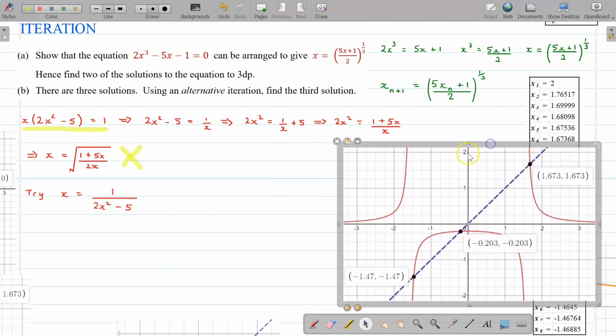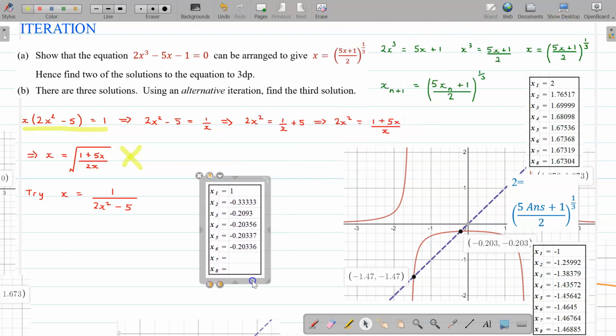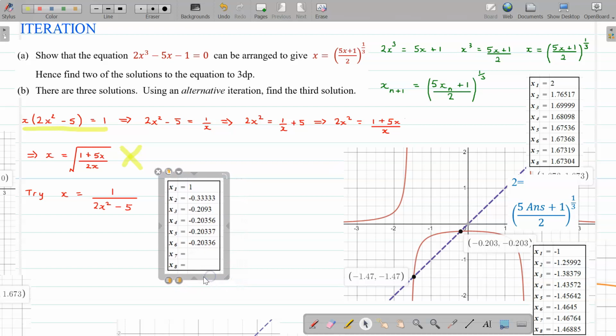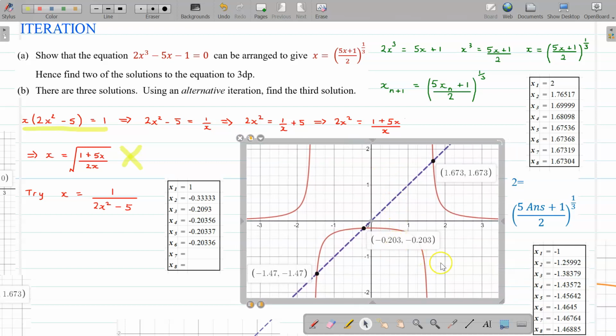I'll show you the results for that. I'll put that there for the moment and bring in the results using the iteration formula, which I've done here. I set that up in the calculator in the same way. I used as a starting point the number 1. And I found that indeed it did close in on this third root, negative 0.203 to 3 decimal places. You can see the process starting to come together there.